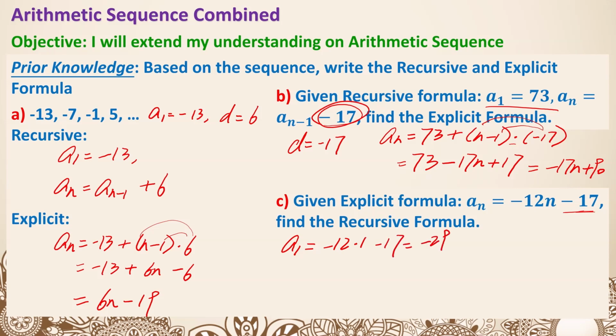That's the first term. And then the number in front of n, just like your slope in a linear equation, mx plus b, the change is in front of the variable. So negative 12 is actually the d. So let's write the second part of the formula. A sub n equals a sub n minus 1 minus 12. And that altogether is your recursive formula.